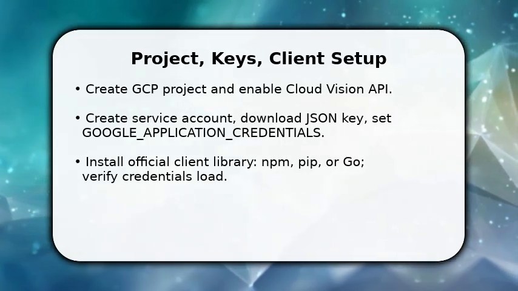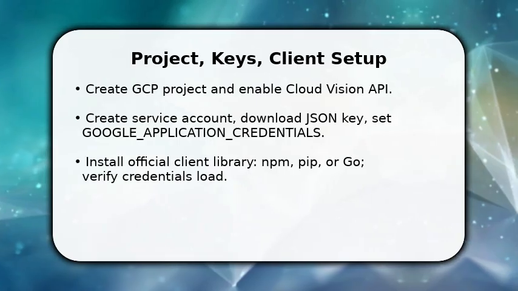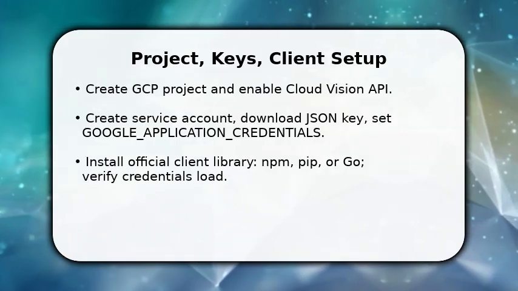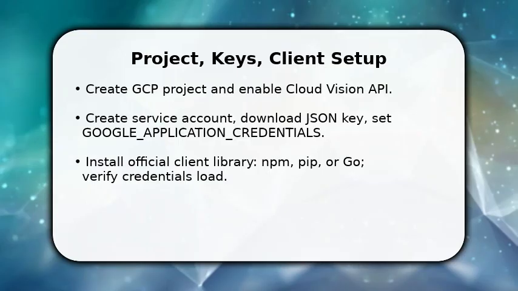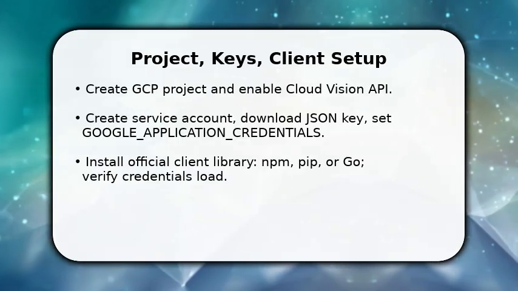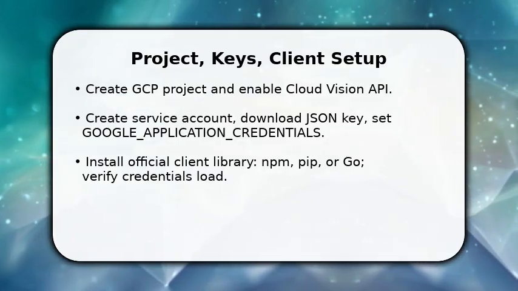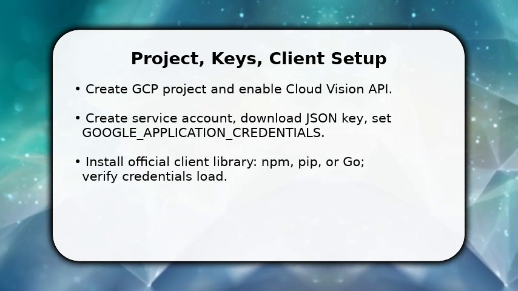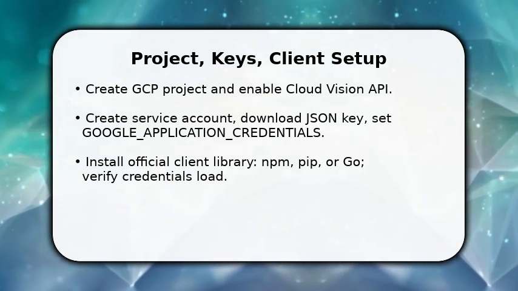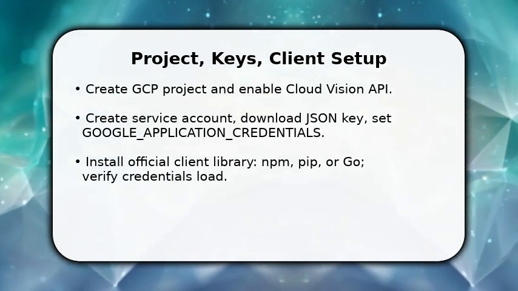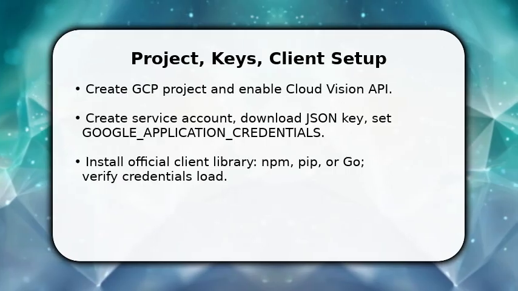Next, install the official client library for your language. pip install google-cloud-vision or npm install @google-cloud/vision, and run a minimal sample that loads an image and calls text detection. This gets you authenticated and executing your first OCR request immediately.